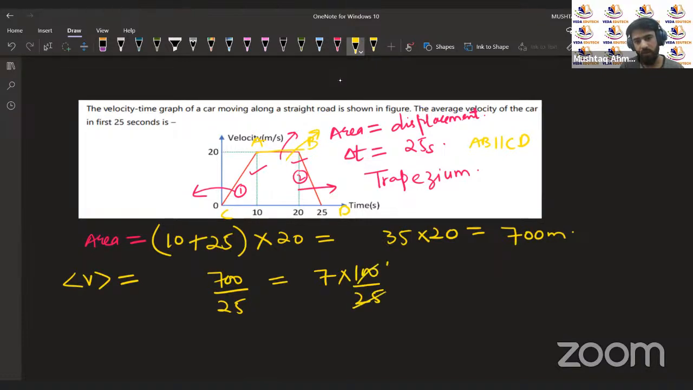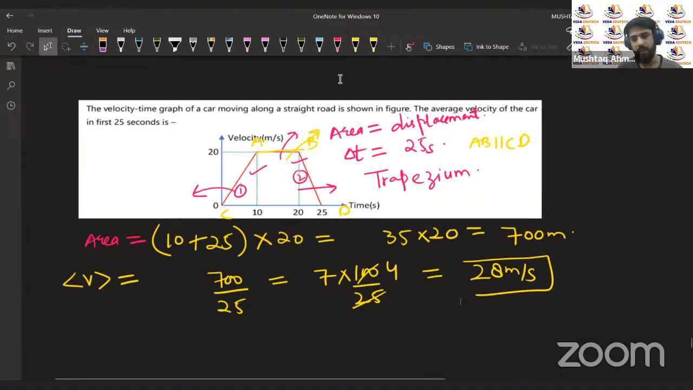We can just cancel it out with 4. So 7 into 4 will be 28 meter per second. That's the average velocity between the time interval 0 to 25 seconds for this curve. So once again, this is an application of integrals.